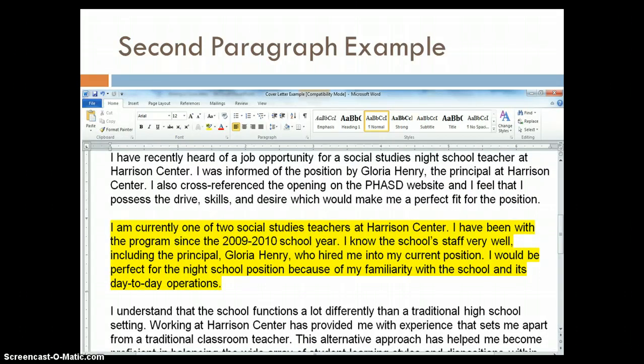So here you'll notice that in this cover letter, you've got some of the things that show why this person would be a good fit for this position, and why they would fit the job that they're applying for here.